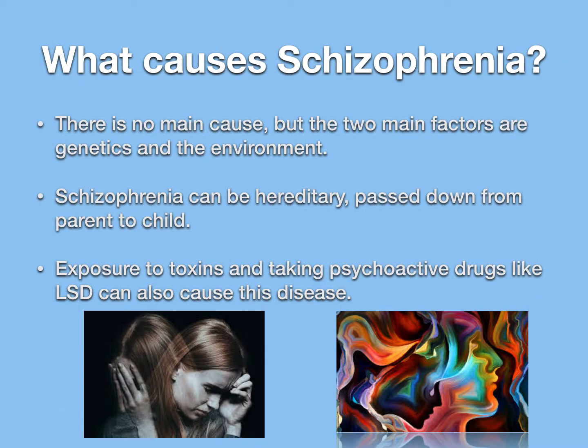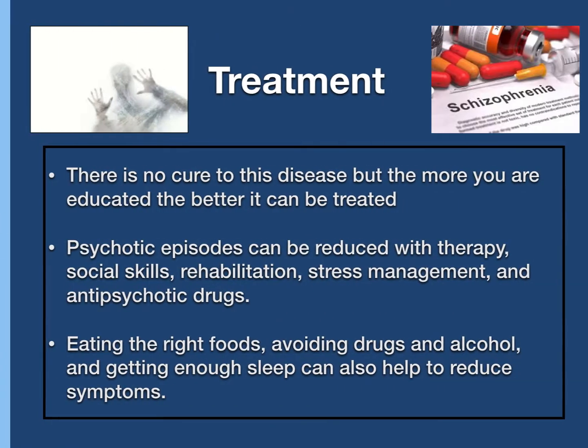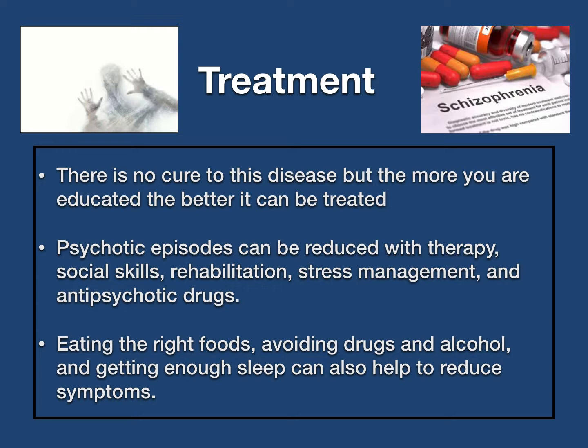So what causes schizophrenia? There's no main cause, but the two main factors are genetics and the environment. Schizophrenia can be hereditary, passed down from parent to child, or exposure to toxins and taking psychoactive drugs like LSD can cause this disease. So if one parent has it, it's a 10% chance. If two, it's 40%.